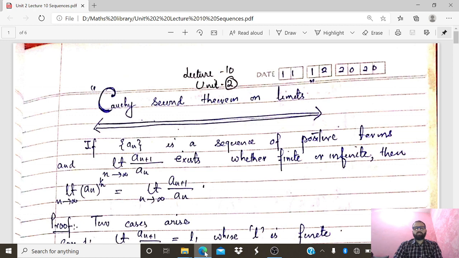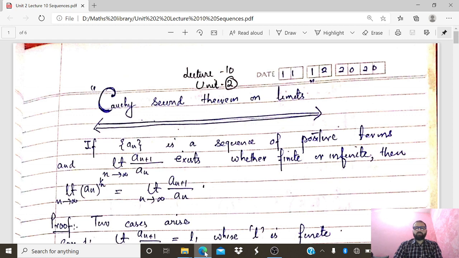In Cauchy's first theorem on limits, we said that if we have a sequence of positive terms, and that sequence of positive terms converges to a limit L, then the sequence of arithmetic means also converges to the same limit.